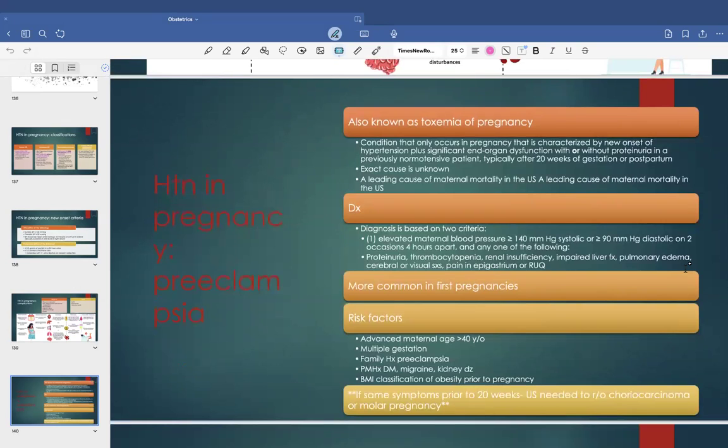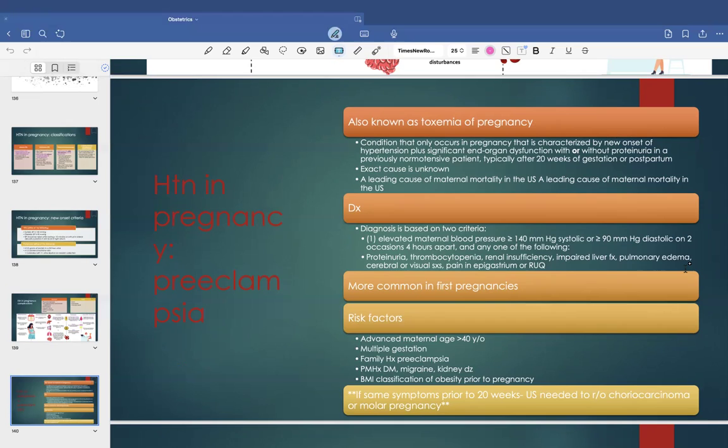All right. Diagnosis is based on 2 criteria: elevated maternal blood pressure, greater than or equal to 140 millimeters of mercury systolic, or greater than or equal to 90 diastolic, on 2 occasions, 4 hours apart. Other signs might be, we talked about the protein, thrombocytopenia, or platelets, renal insufficiency, impaired liver function, pulmonary edema, cerebral or visual signs and symptoms, pain in the epigastrium or right upper quadrant. We'll talk about those.